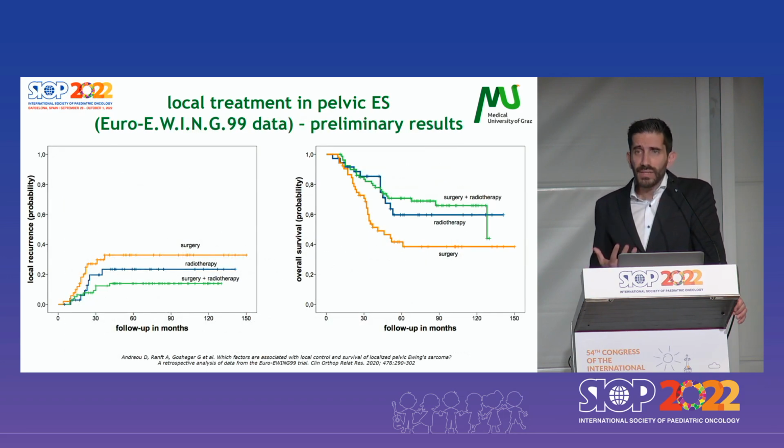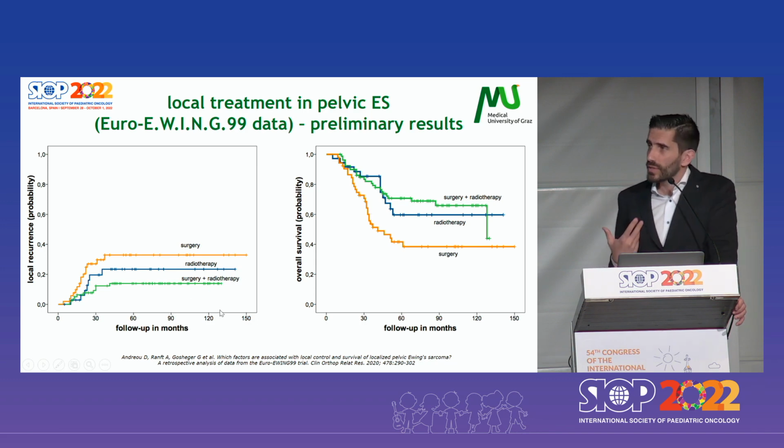And the first analysis of these patients with localized pelvic Ewing sarcomas that we did was a bit surprising for us in Germany. We saw namely that the combination of surgery and radiotherapy was better than surgery alone, but in this European study, patients undergoing radiotherapy only appeared to have more or less the same outcome as patients undergoing the combined treatment. That was a surprising finding for us.